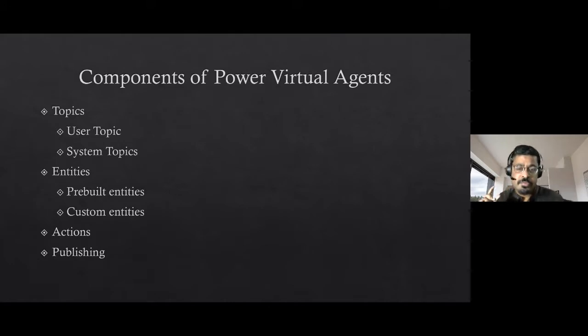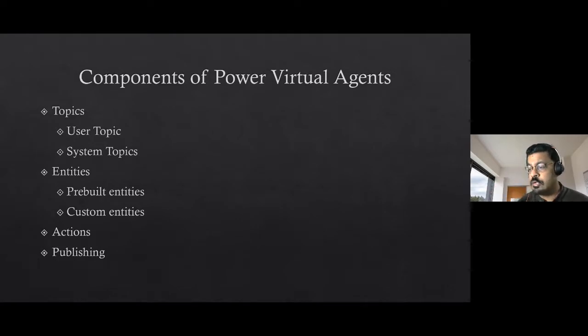Okay. So there are a couple of pre-built entities, not a couple, so many, which are age, colors, city, countries, numbers, names. So the Power Virtual Agent can pick up those values from the text.